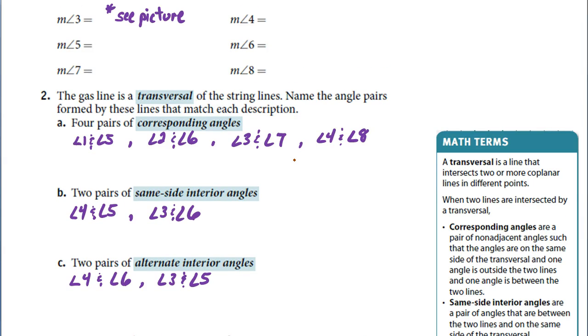Number 2. The gas line is a transversal of the string lines. Name the angle pairs formed by these lines that match each description. So first we're looking for 4 pairs that are called corresponding angles. So we need to know what corresponding angles are, and that's written over here on the side. Corresponding angles are a pair of non-adjacent angles such that the angles are on the same side of the transversal, and one angle is outside the 2 lines and one angle is between the 2 lines.